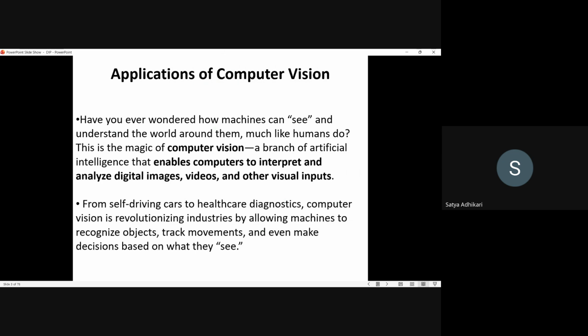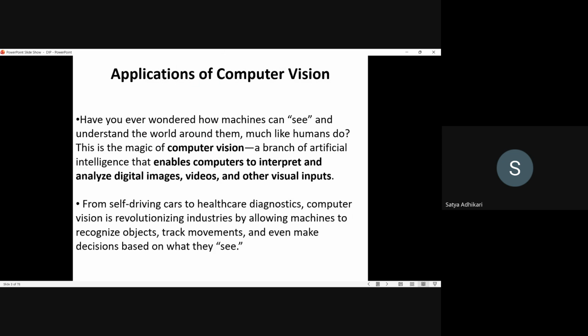Have we ever wondered how machines can see and understand the world around them, much like humans do? Like humans, how does the machine see and learn or understand? This is the magic of computer vision, a branch of artificial intelligence that enables computers to interpret and analyze digital images, video, and other visual inputs. So how does the computer interpret and extract information from that video, from that image, using computer vision, which is a part of artificial intelligence?